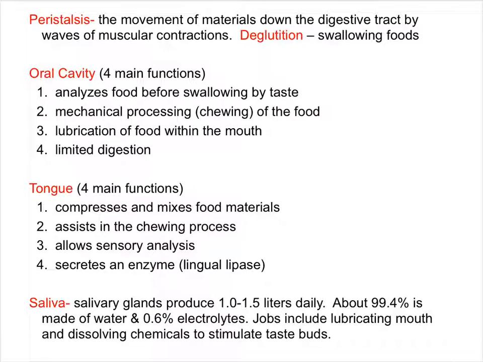Next is the tongue. There are 4 main functions. It compresses and mixes the food materials, it assists in the chewing process, it allows sensory analysis, and 4, it secretes lingual lipase, which is an enzyme.